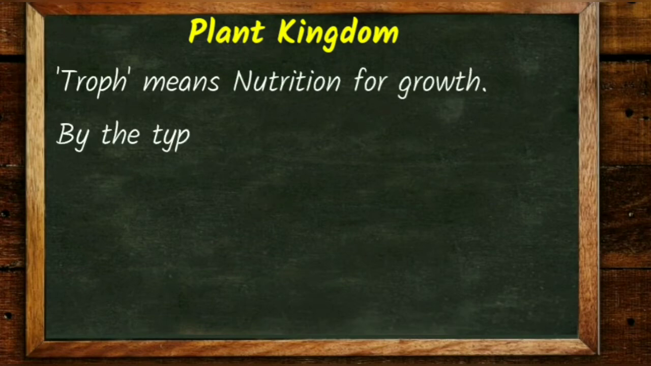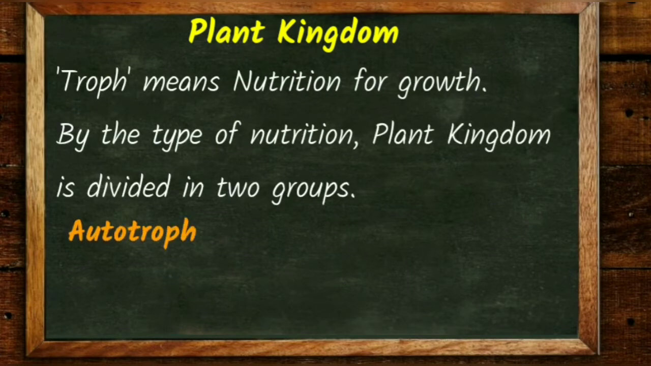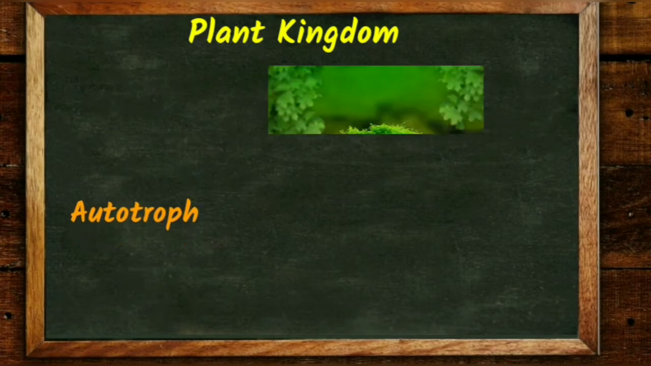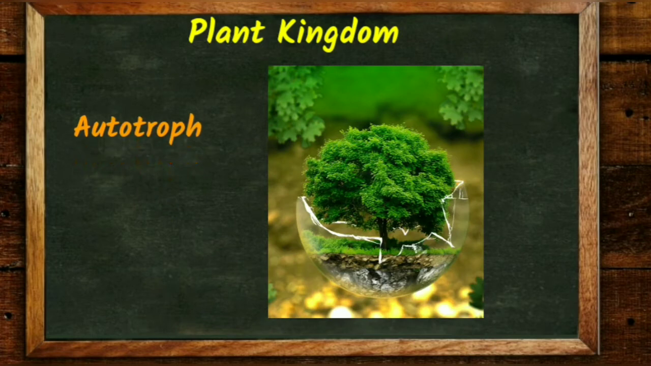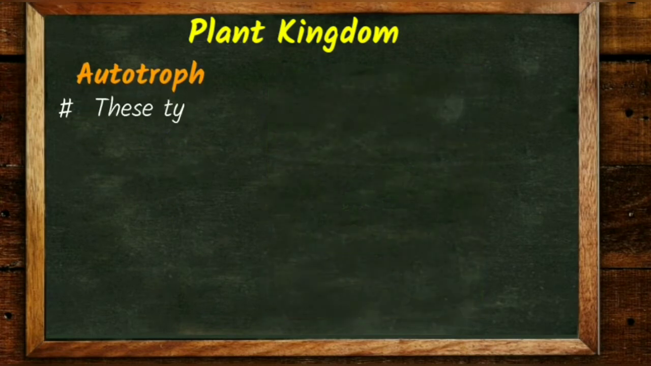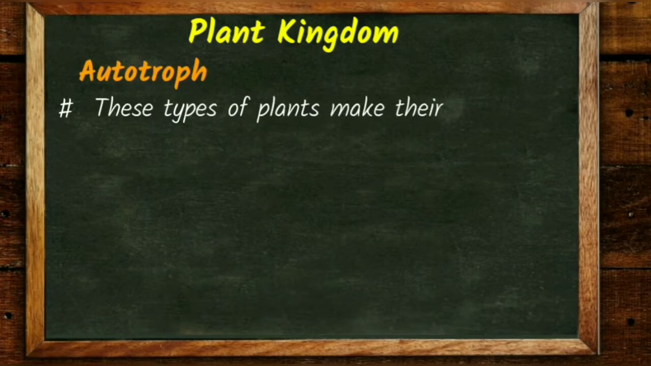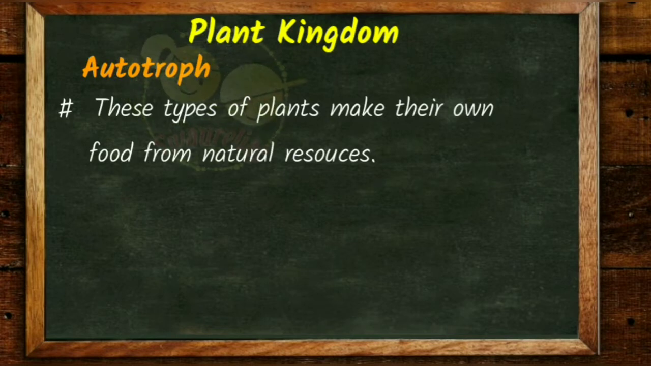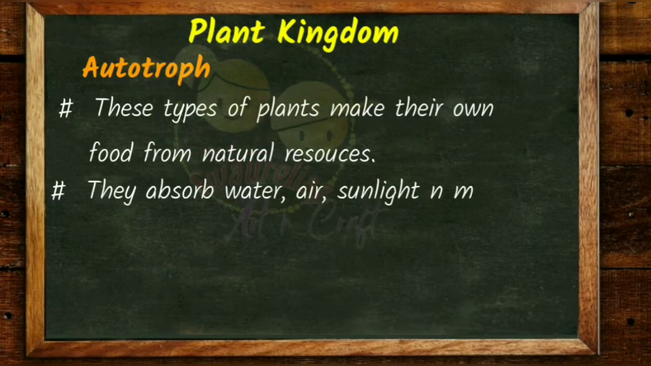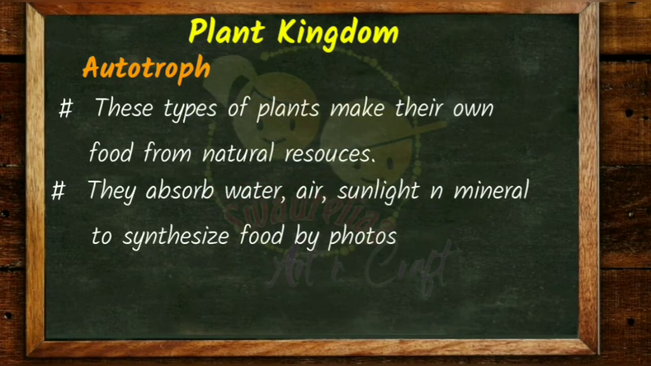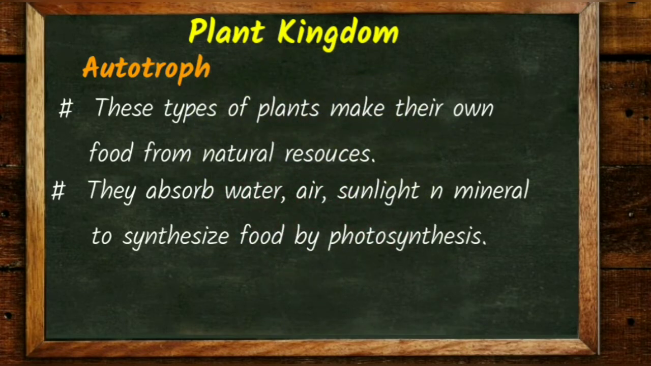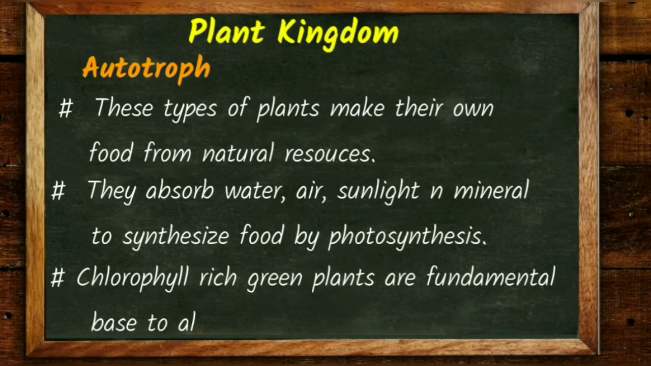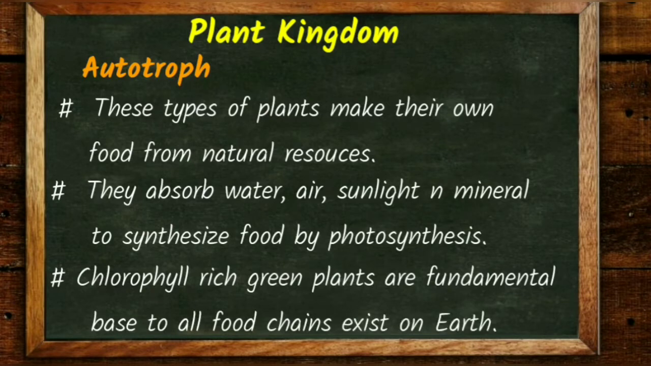Troph means nutrition for growth. By the type of nutrition, the plant kingdom is divided into two groups, autotroph and heterotroph. So what is autotroph? These types of plants make their own food from natural resources. They absorb water, air, sunlight and minerals to synthesize food by a process called photosynthesis. Chlorophyll-rich green plants are the fundamental base of all food chains that exist on Earth.